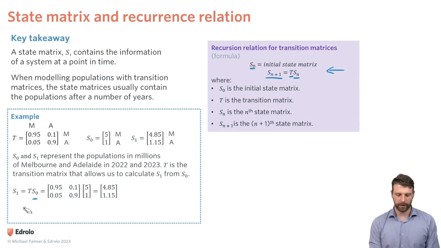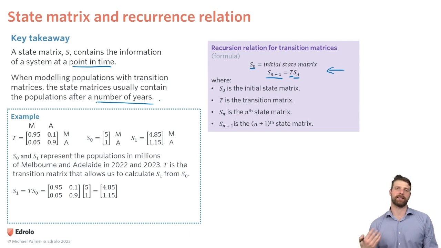Okay, let's just have a look at this key takeaway here. It says a state matrix S contains the information of a system at a point in time. So the population of Melbourne in 2023. When modeling populations with transition matrices, the state matrices usually contain the populations after a number of years. So what that means is I could have S10, and that state matrix means the population after 10 years, or 10 transitions.